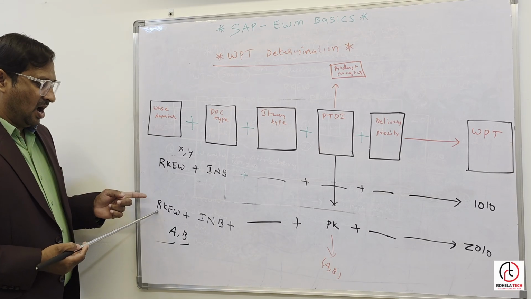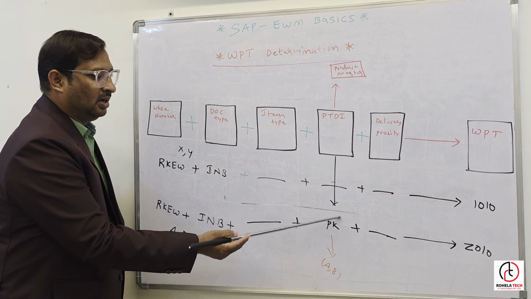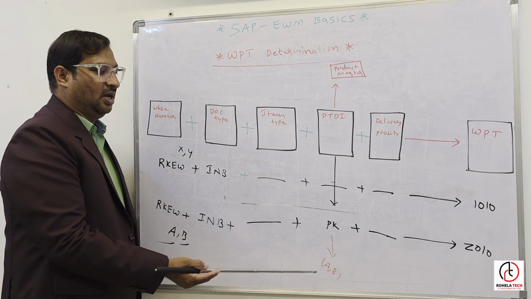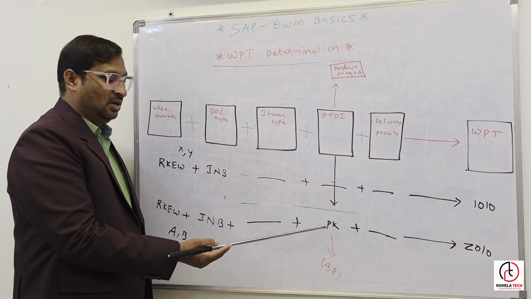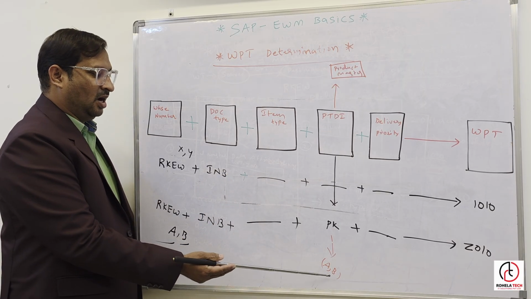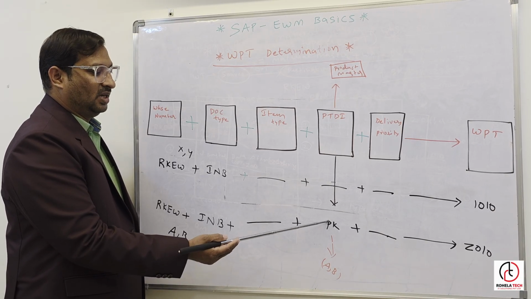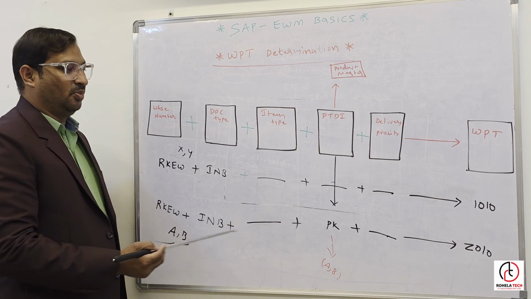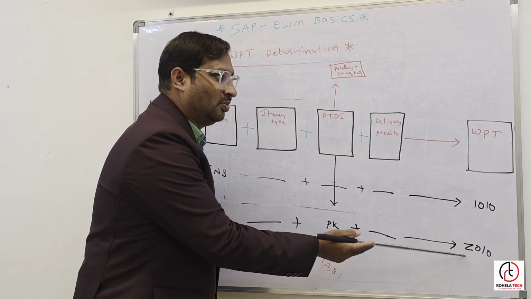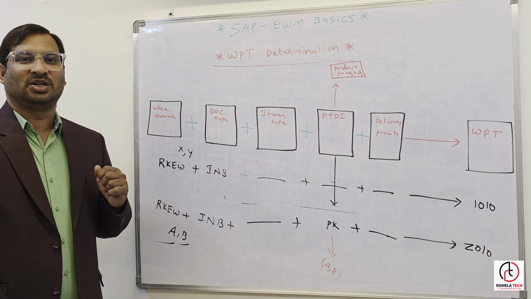Now here, RKW is the warehouse, INB is the document type. We defined one PTDI, process type determination indicator, as PK. So this PK we are going to assign to the unpacked materials A and B. So with these 3 factors combination, my system is going to determine 0010. So this is the WPT determination process.